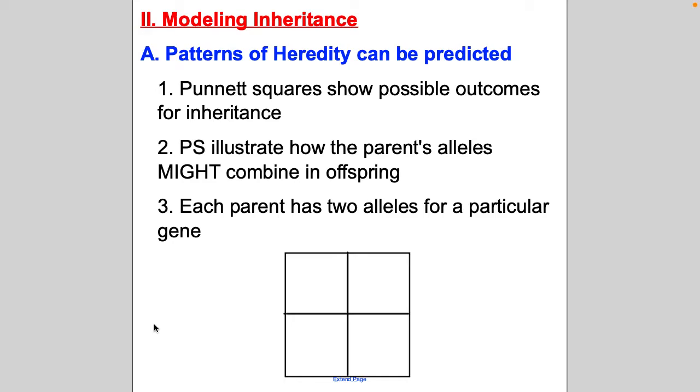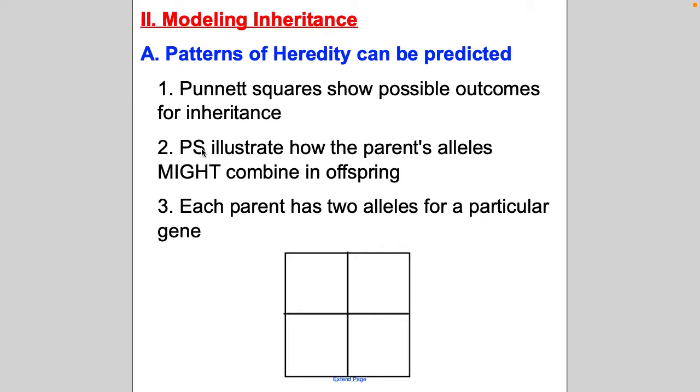So let's get started. Heredity, remember, is the study of how traits are passed from parents to offspring. And with our dominant and recessive forms of alleles, we can actually predict what the offspring might look like. And so Punnett squares help us show all the possible outcomes for inheritance.